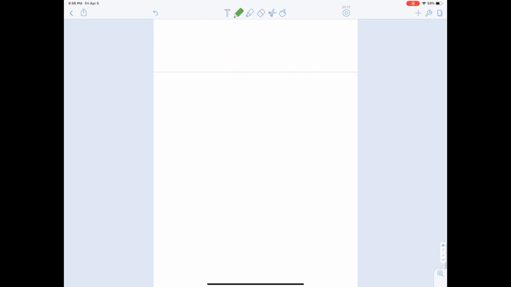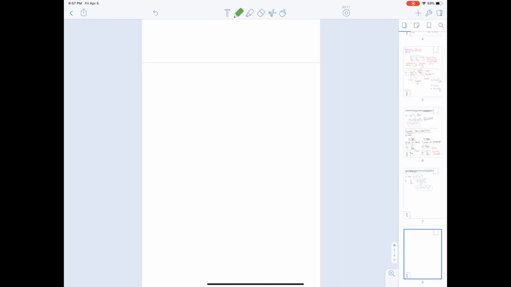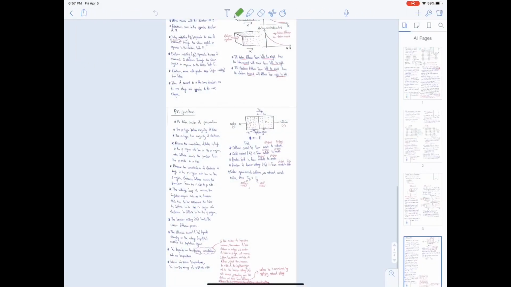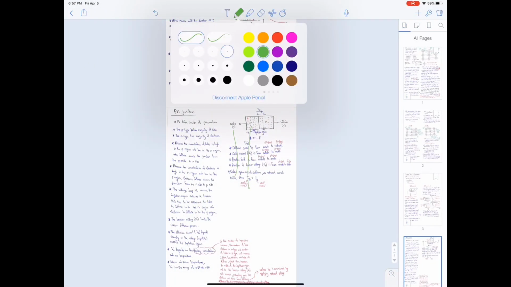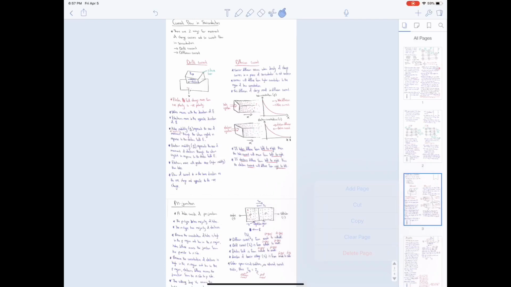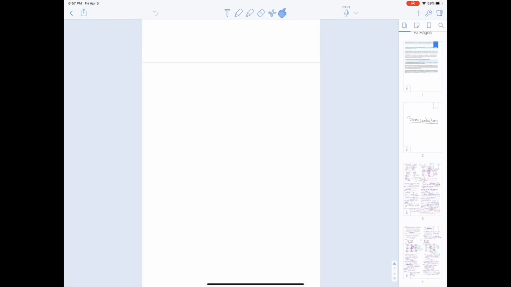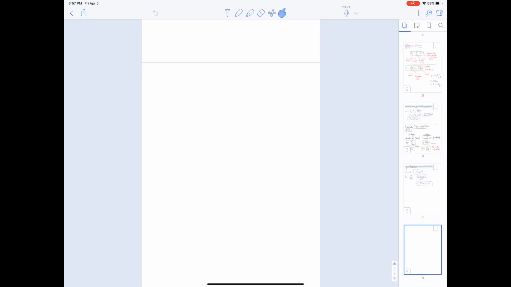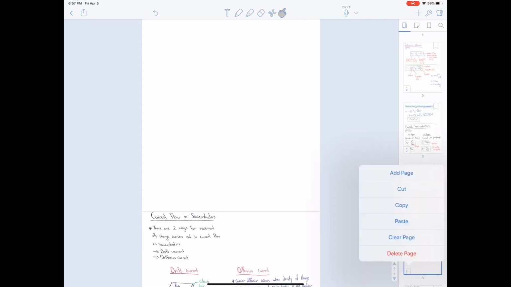Now, I need to add one more page. Sorry. Okay. I need this page. Copy the page. Let's go back to our page in here. I want to paste the page. Paste it. Delete this page.